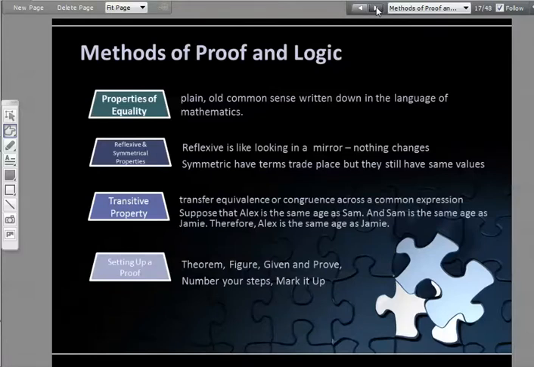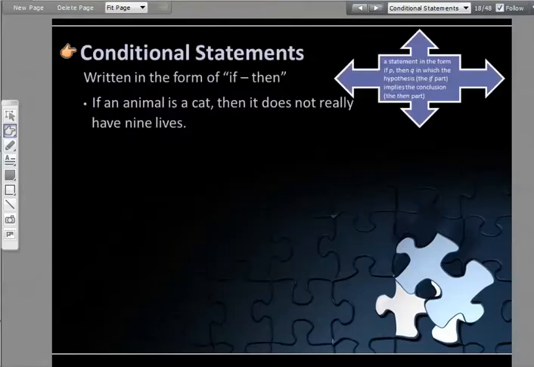And then setting up a proof, you need a theorem, you need a figure, you need the given, and you need to show what you're going to prove. Number your steps, and when it says mark it up, that means mark up the figure. And we've got conditional statements written in the if-then form. If an animal is a cat, then it doesn't really have 9 lives.